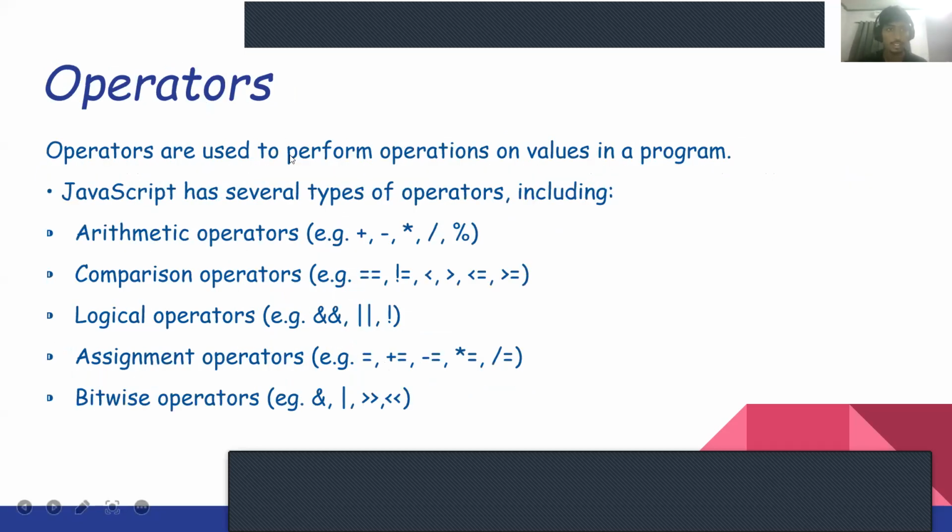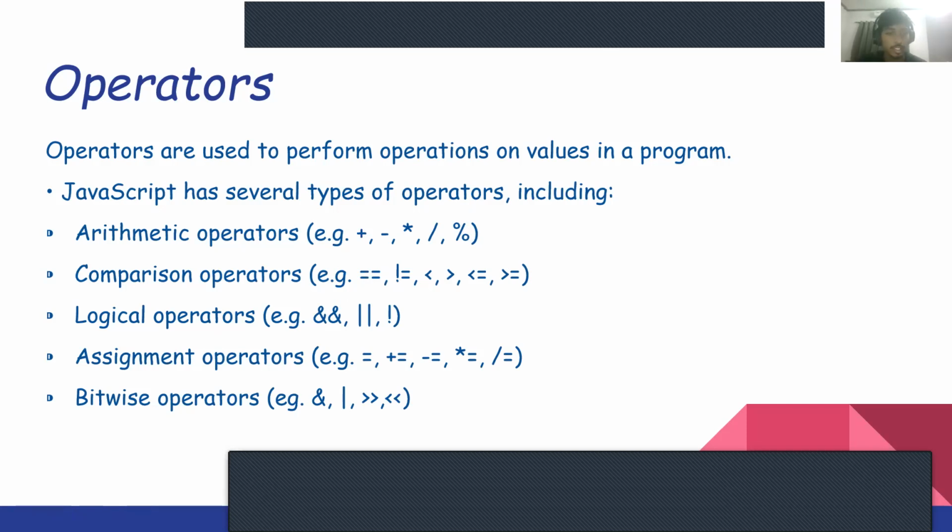Going on to the operators, these are the various operations we can perform on the values in our program. There are several types of operators, which include arithmetic operators, comparison operators, logical operators, assignment operators, and bitwise operators. In arithmetic operators, we have plus, minus, multiplication, division, and modulus. Comparison operators, we have equals to, which will compare between two values, not equals to, less than, greater than, less than or equal to, greater than or equal to.